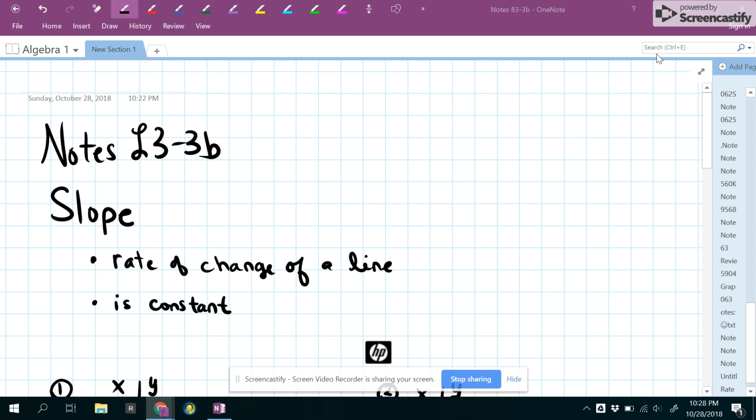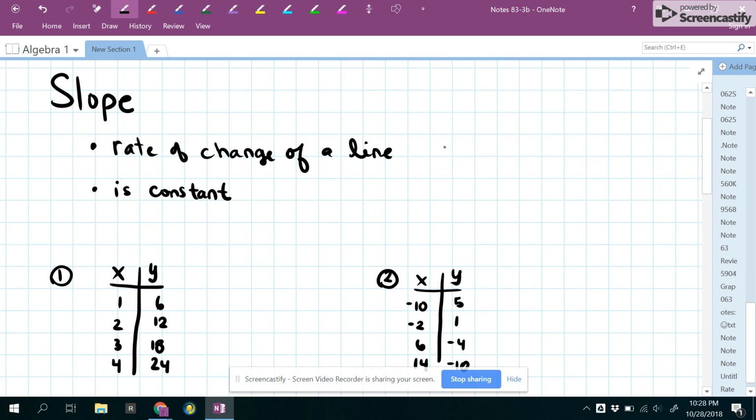These are the notes for lesson 3-3, day 2. Today we are specifically talking about slope. Slope is the rate of change of a line, and it is a constant number. So just like yesterday, rate of change is still the change in your y values over your change in your x values. It is, once again, a ratio.